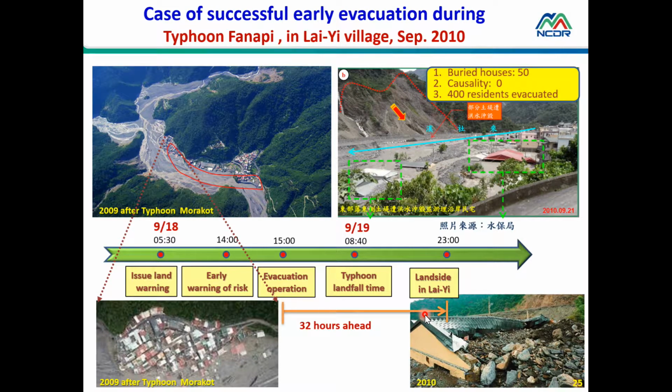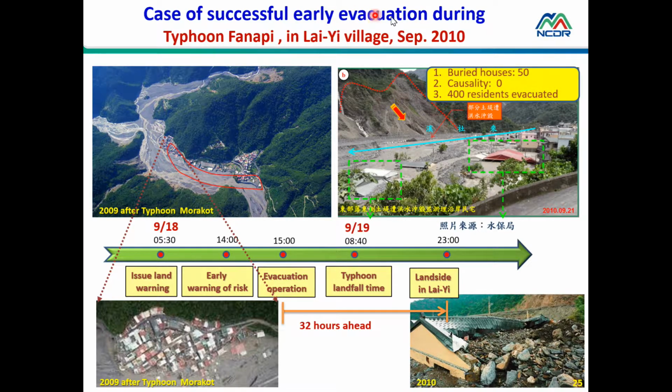About evacuation, here I provide two successful stories. This is a village in Pingtung County, Laiyi, after Typhoon Morakot. You see, this is a satellite image after Typhoon Morakot. This village already received some devastation, but they refused to be relocated to a safe location. They insisted on living here.